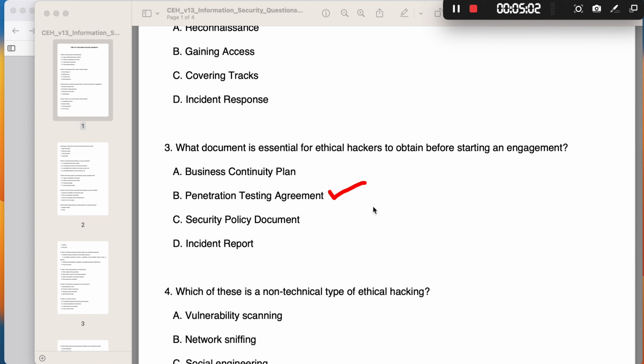So that your organization, and in this case you, are protected against any lawsuits if something happens to one of the systems. Now let's go to question number 4.